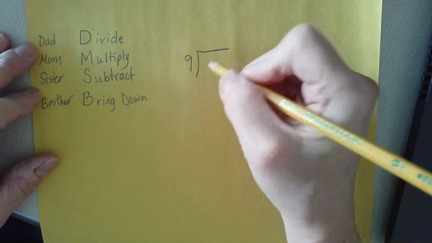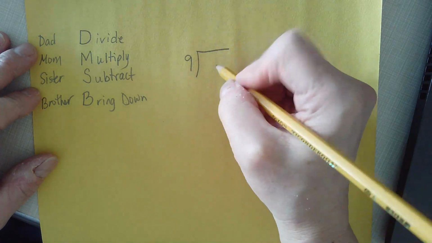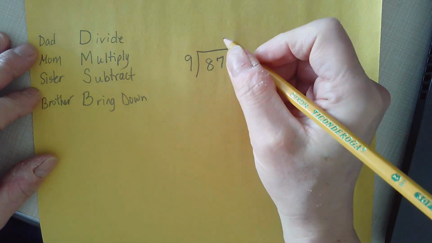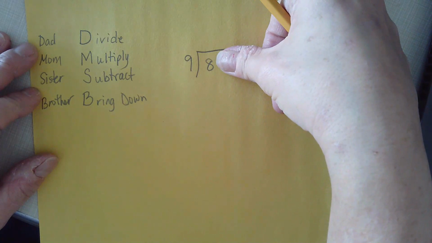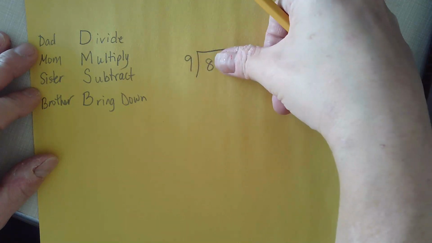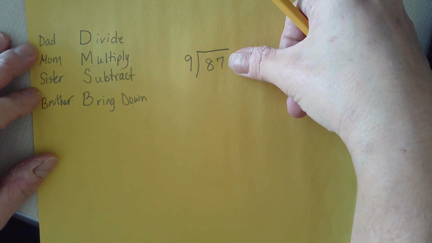So let's say we start off with the number 9, and we're dividing it into a dividend. Our divisor is 9, and our dividend is 87, okay? We think to ourselves, cross out that 7 there. Can 9 be divided into 8? No, it cannot, because 9 is larger than 8. So we have to move our finger over. Can 9 be divided into 87? Yes, it can. How many times can 9 be divided into 87?